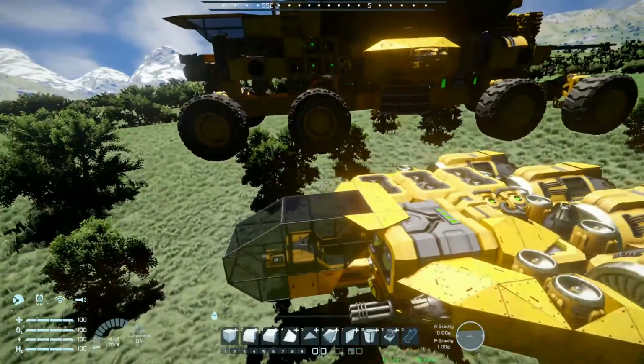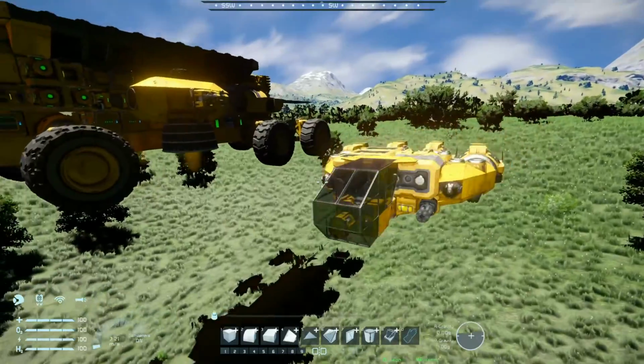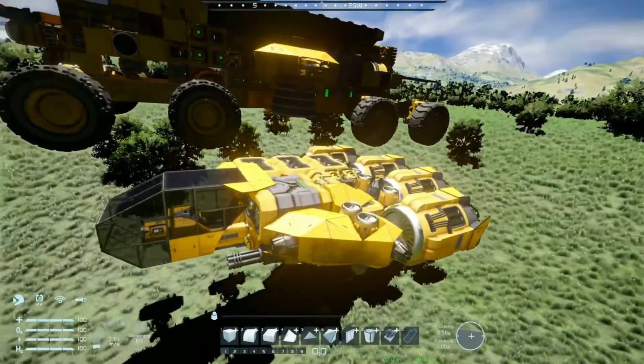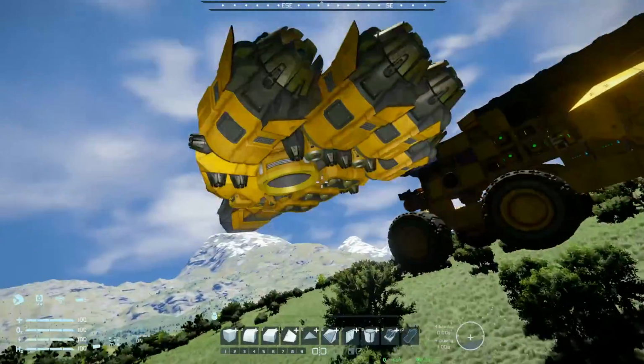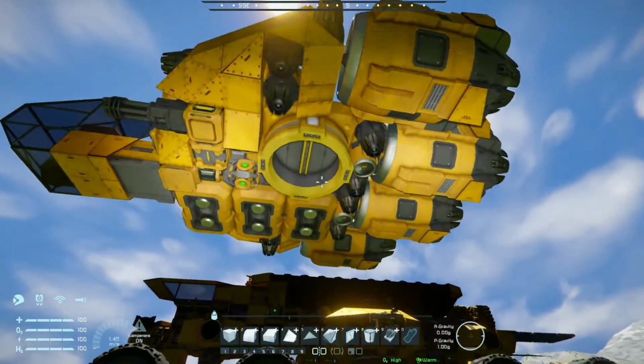So let's quickly talk about different types of thrust orientation in Space Engineers and when to use them. So the first one would be a lot of forward thrust, with upward thrust as secondary.